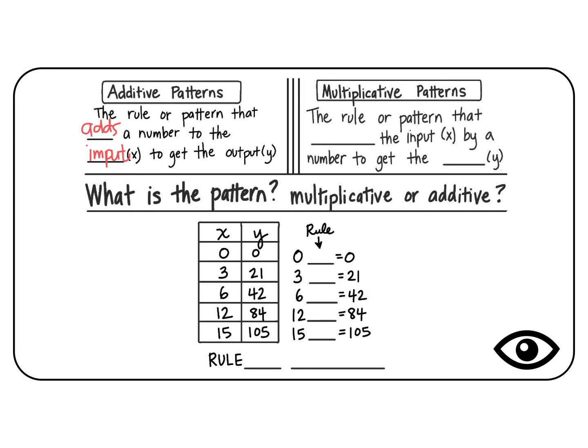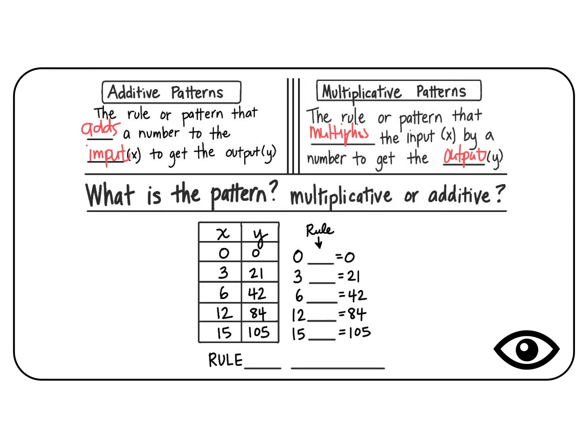On the right-hand side, we have a multiplicative pattern. A multiplicative pattern is a rule or pattern that multiplies the input, x, by another number to get the output, which we call y. So let's look at this pattern below and see if we can figure out whether it is additive or multiplicative.